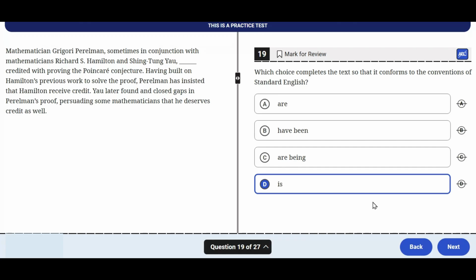Mathematician Grigory Perelman, sometimes in conjunction with mathematicians Richard S. Hamilton and Xing-Tung Yau, is credited with proving the Poincare conjecture. Okay, we can stop there because all we were looking to check was the number, and they're only talking about one person here, just this one subject, and so it's singular. We know that's right.